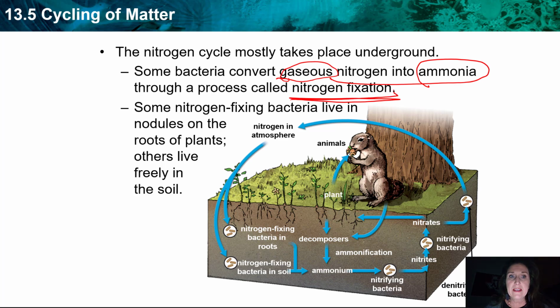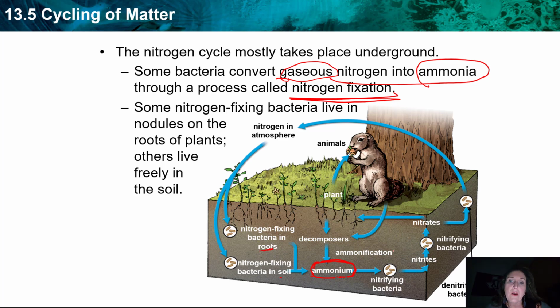Okay, now some of these nitrogen fixing bacteria are going to live on roots. They're going to live in the soil. Okay, so either way, these little bacteria are going to take the nitrogen gas that's just naturally found in the atmosphere and convert that to ammonia, okay? When decomposers decompose things, that nitrogen also turns into ammonia. And that's called ammonification, but that's not important to me.